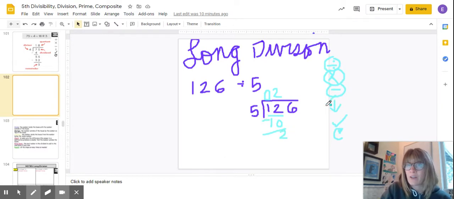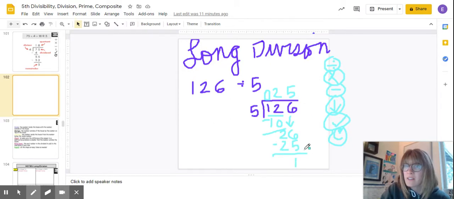Then you bring it down. Well, what are we going to bring down? We're going to bring down our next available digit, which is a 6. And check. Does 5 fit into 26? Well, yeah, it does. So we're going to repeat our steps to find out how many times. 5 fits into 26 5 times. 5 times 5 is 25. Then we must subtract, which is 1. There's nothing else to bring down, so this becomes our remainder, which we call 1 out of, what's our divisor? 5. So 126 divided by 5 is 25 and 1/5.